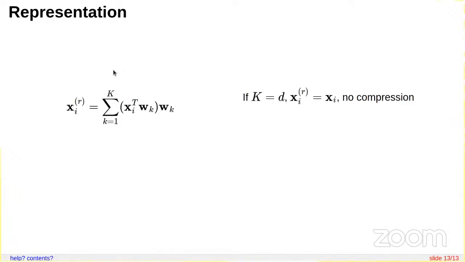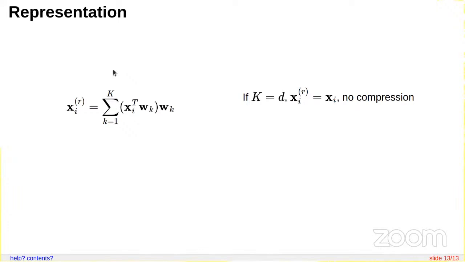Regarding this, if capital K equals d, then there is no compression. Why is this true? Can someone tell me? Because the number of variables remains the same. We are iterating for d. There is no more direction left. Correct, so we have exhausted all d directions, and there's nothing we are really doing. We are just representing xi in terms of these d basis elements.